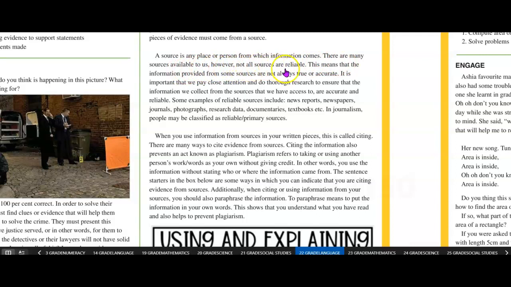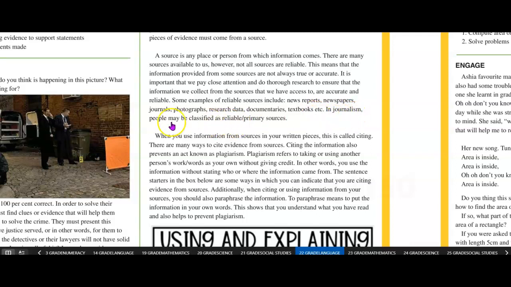However, not all sources are reliable. This means that the information provided from some sources is not always true or accurate. It is important that we pay close attention and do thorough research to ensure that the information we collect from the sources that we have access to is accurate and reliable. Some examples of reliable sources include news reports, newspapers, journals, photographs, research data, documentaries, textbooks, etc.